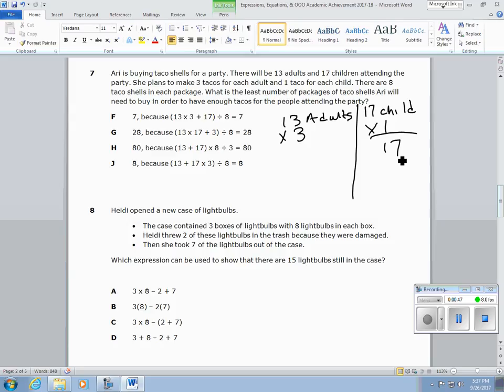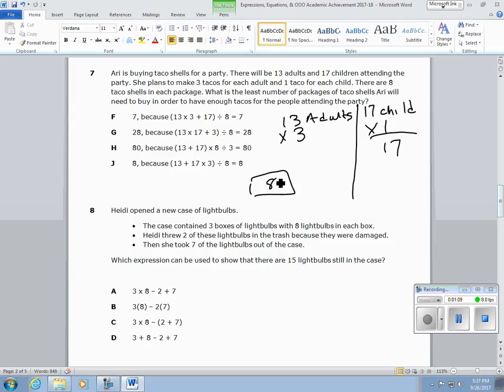Now, there's 8 taco shells in each package. So now we have a package and there's 8. So in other words, that one package can serve 8 tacos. So Ari will need to buy, so the question says how many packages of taco shells is she going to need to buy for all the people that are attending?